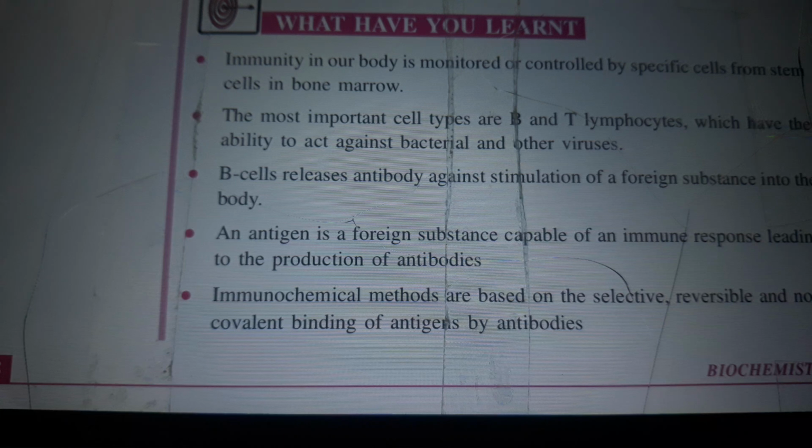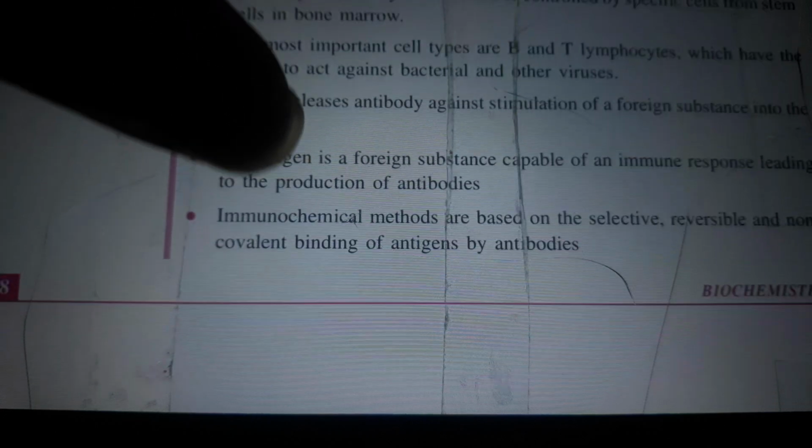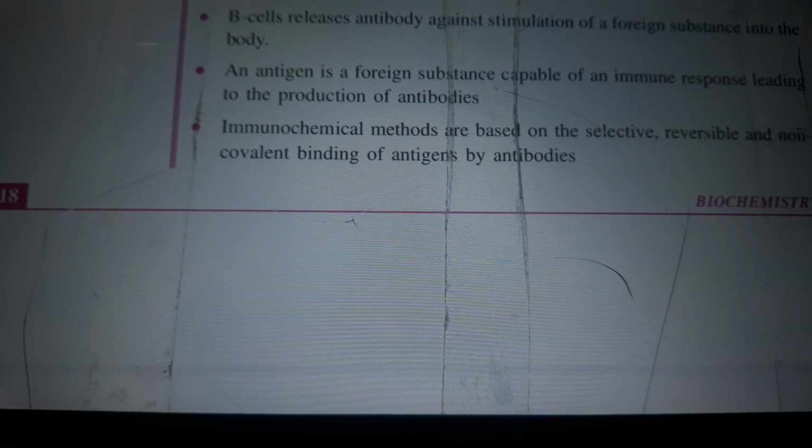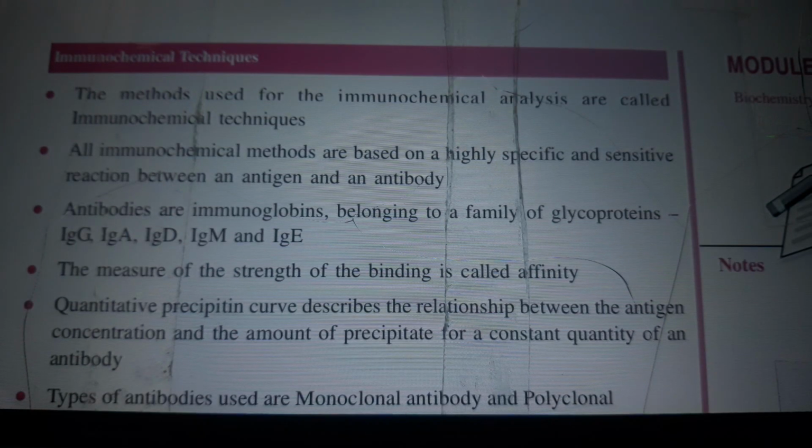Immunity in our body is monitored or controlled by specific cells from stem cells in bone marrow. The more important cell types are B and T lymphocytes, which have the ability to act against bacteria and viruses. B cells release antibody in response to stimulation by a foreign substance in the body. An antigen is a foreign substance capable of an immune response leading to production of antibodies. Immunochemical methods are based on the selective, reversible, and non-covalent binding of antigens by antibodies. The methods used for immunochemical analysis are called immunochemical techniques. All immunochemical methods are based on a highly specific and systematic reaction between an antigen and an antibody.